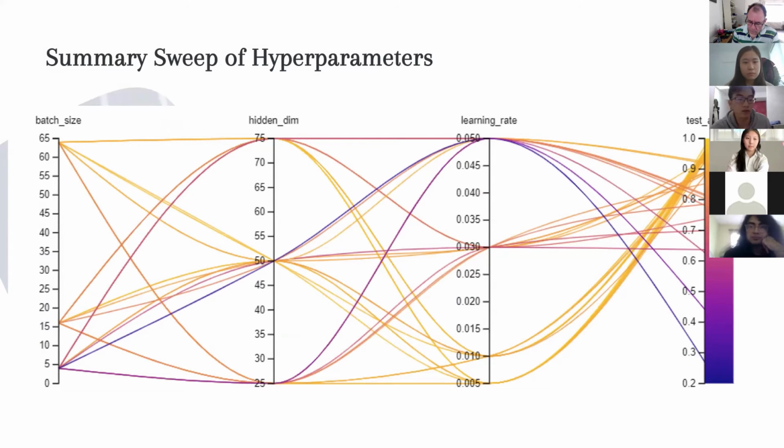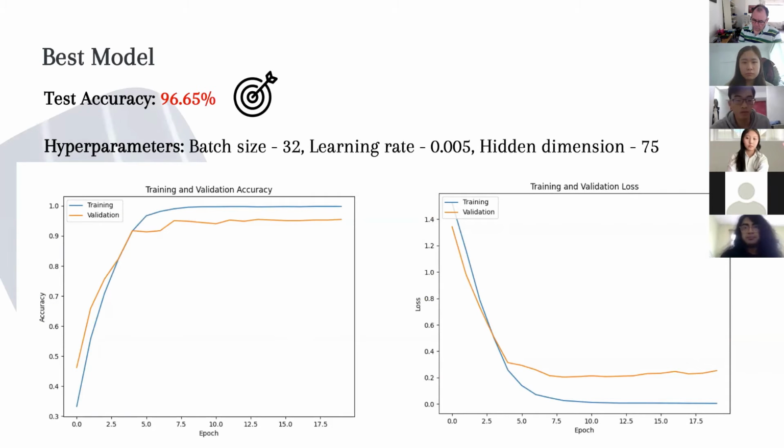Next slide. Combining all our experiments, we did a summary sweep, and we found that a higher batch size and a lower learning rate correlated with better accuracy. Next slide. With this in mind, we set the hyperparameters as follows and got a test accuracy of over 96% on our test data.